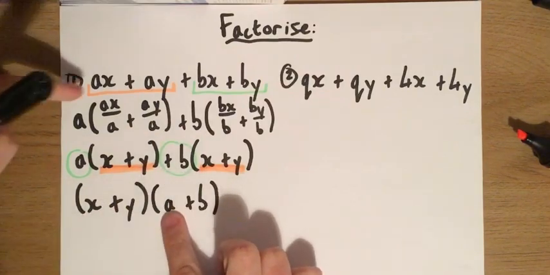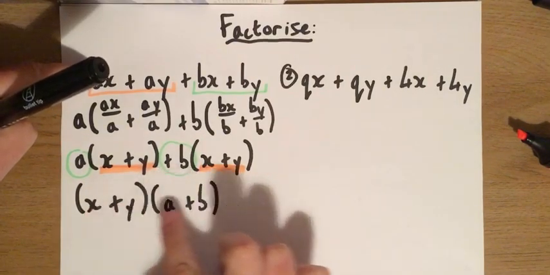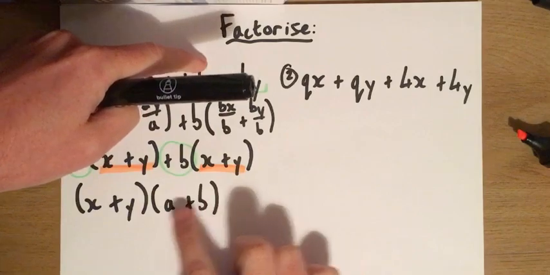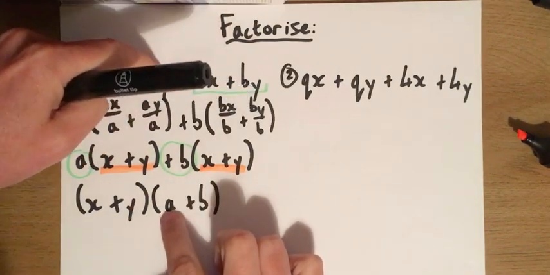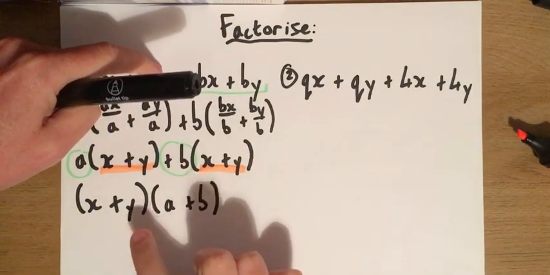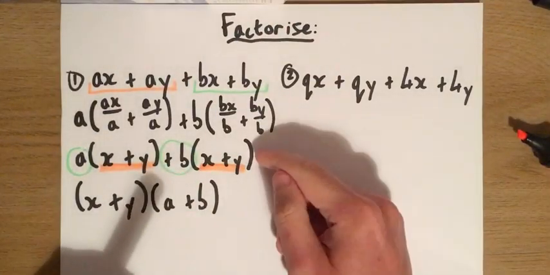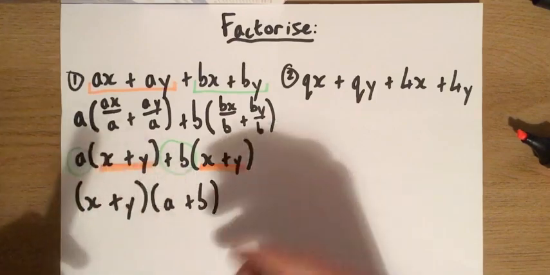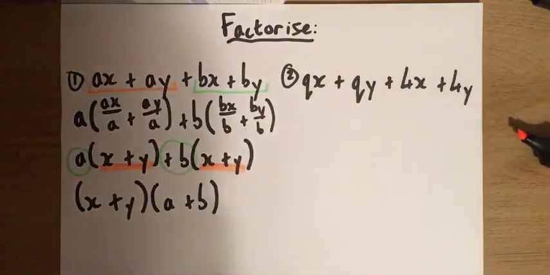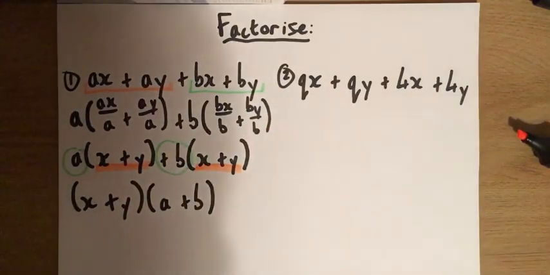X multiplied by a is ax. X multiplied by b is bx. Y multiplied by a is ay. Y multiplied by b is by. All right, so we've done that one right. Now that last step might be the one that trips you up a little bit, but you'll see it's the same thing over and over again as I do a couple more examples.